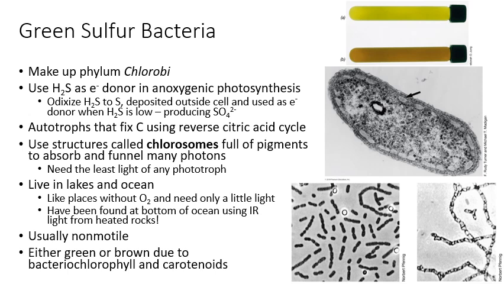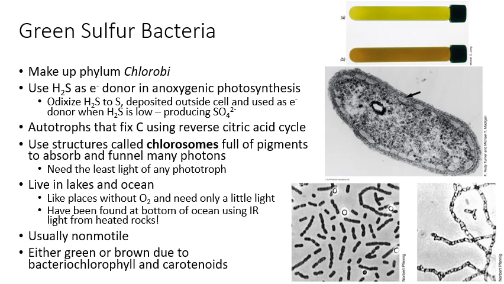And then once their hydrogen sulfide sources are running low, they're going to turn around and use that sulfur as an electron donor, which oxidizes it to sulfate. These are also autotrophs, but they're fixing carbon using the reverse citric acid cycle, not the Calvin cycle. And they have a special structure in them called the chlorosome.